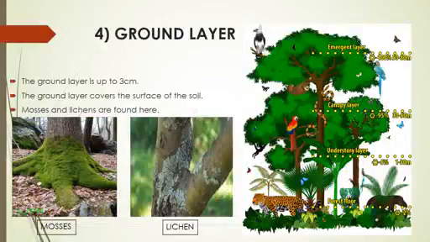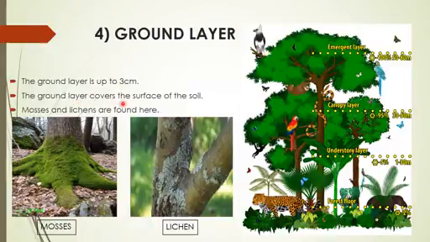The next is the ground layer. The ground layer is up to 3 centimeters. The ground layer covers the surface of the soil. Mosses and lichens are found here. So the ground layer, as the name shows, is on the ground, obviously, and it covers 0 to 3 centimeters, up to 3 centimeters.